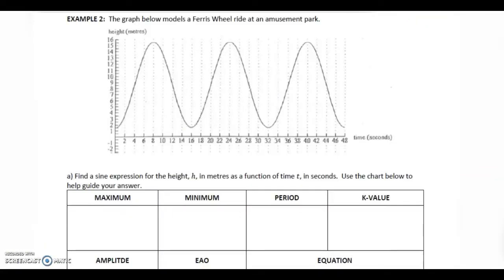Example 2, the graph below models a Ferris wheel ride at an amusement park. Find a sine, so not cosine, but specifically sine expression for the height in meters as a function of time in seconds. And use the chart below to help guide your answer. Okay, so I'm going to find the maximum. Max is 15.5. Oh, I can write it right here. Okay, and then I'm going to find the minimum, which is 1.5.